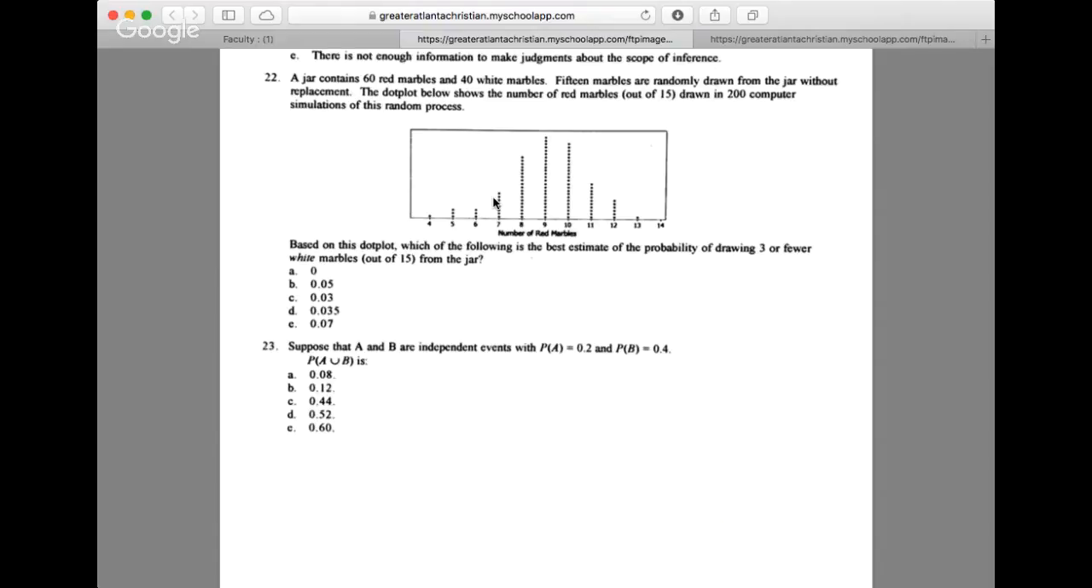Excellent. So based on this dot plot, which of the following is the best estimate of the probability of drawing 3 or fewer white marbles out of 15 from the jar? Okay. All right, so let's talk about this real quick. 3 or fewer white marbles out of 15. Question, does this approximate a normal distribution?